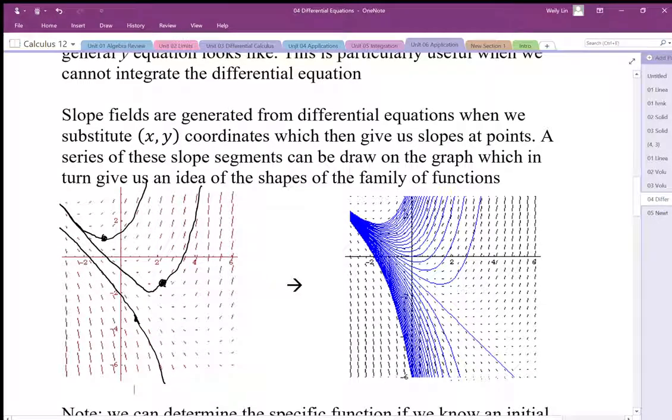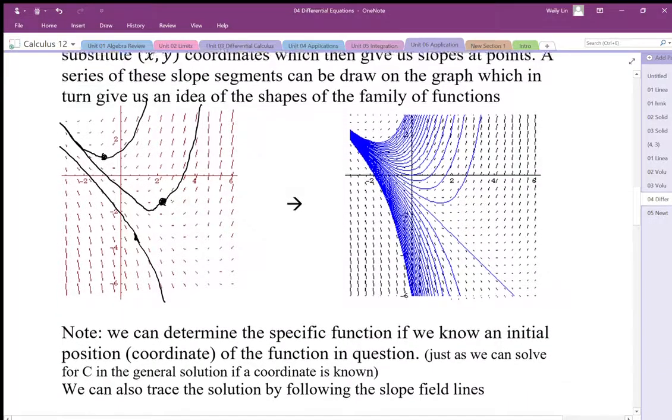In general, the slope field will give us the family of solutions, all the possible plus c value solutions that we can get from solving that differential equation. Sometimes we can actually solve them and come up with the actual graph. Sometimes we just have the slope field and we just have to estimate what that function is going to look like based on following the slope field.